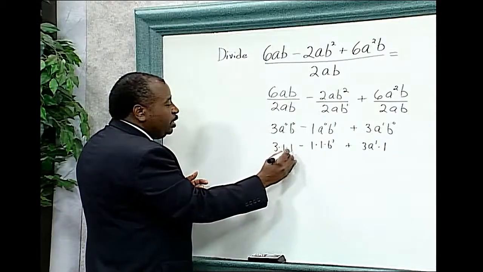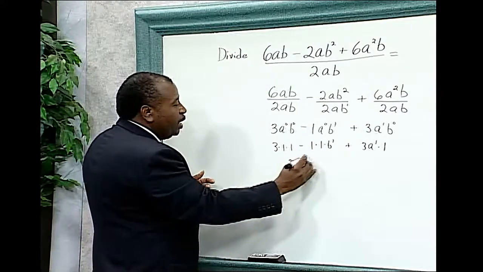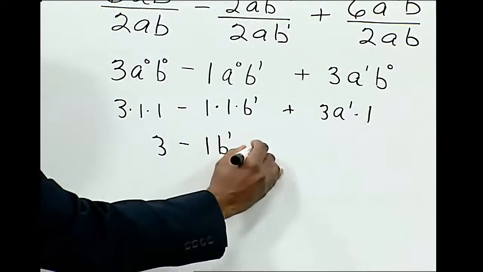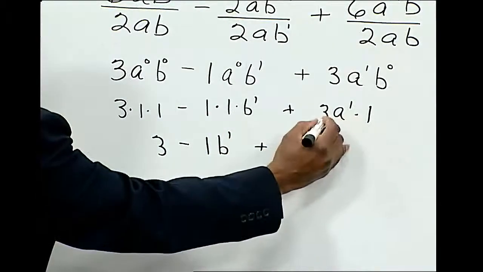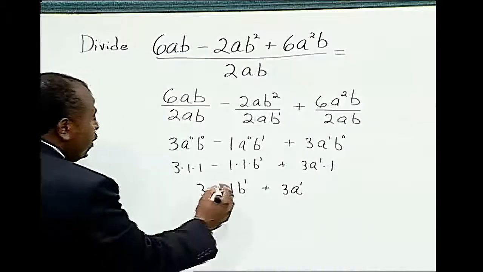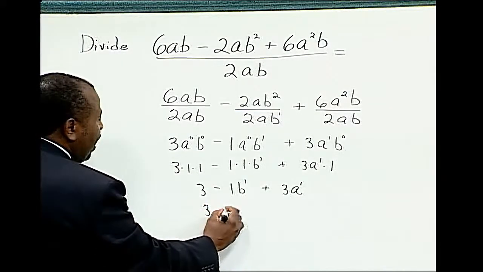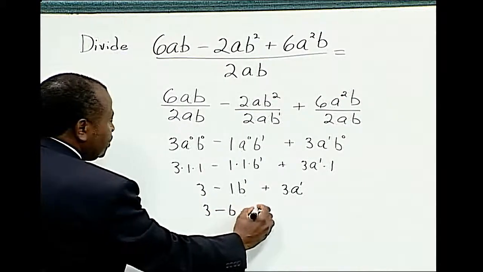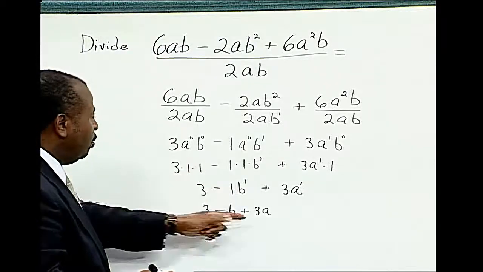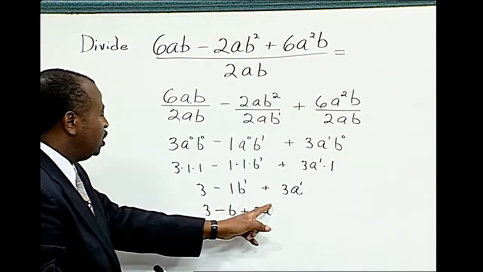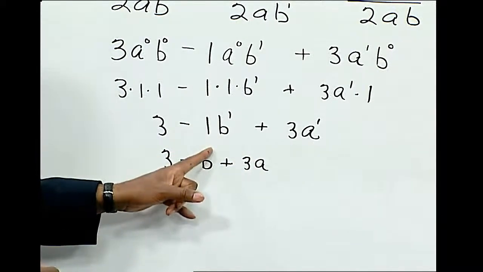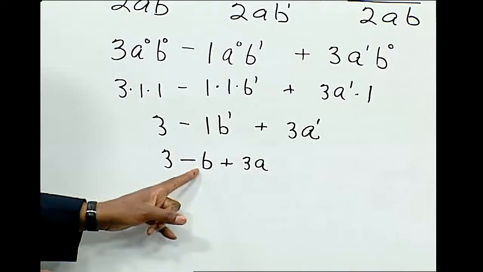3 times 1 is 3, minus 1 times 1 is 1, 1b to the first power, plus 1 times 3a to the first power will be 3a to the first power. This problem can be written in a different form as 3 minus b plus 3a. Because we can leave the 1 off here, and we can also leave the exponent off, because it's understood that this a has an exponent 1. It's understood that this b has an exponent 1 and a coefficient of 1 also.